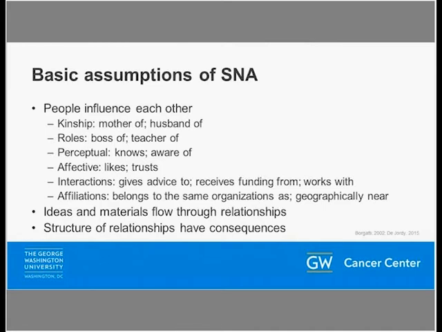And other assumptions are things like the fact that ideas and materials flow through these relationships and that these structures of relationships have some consequences. So as you can see, historically, social network analysis has been used to leverage some of these assumptions to assess the spread of infectious diseases. So, for example, some researchers have used social network analysis to determine the hubs and the kinds of relationships that promote injection drug use or the spread of HIV. But social network analysis is being used more and more recently to assess changes in organizational structures and collaboration.